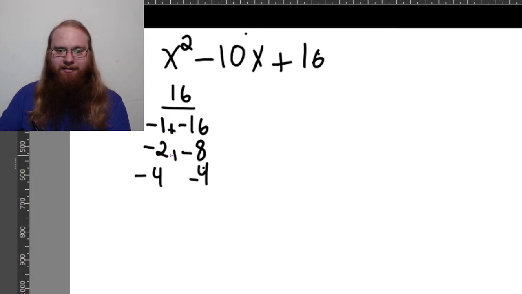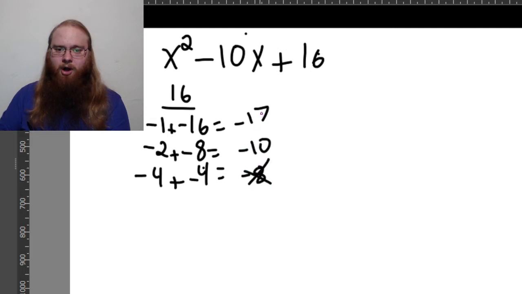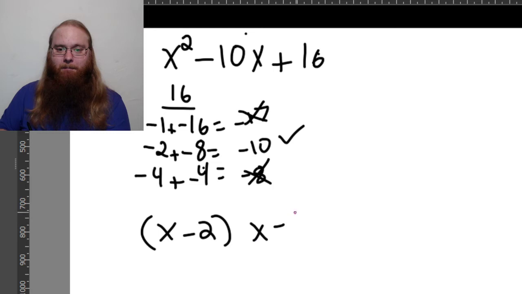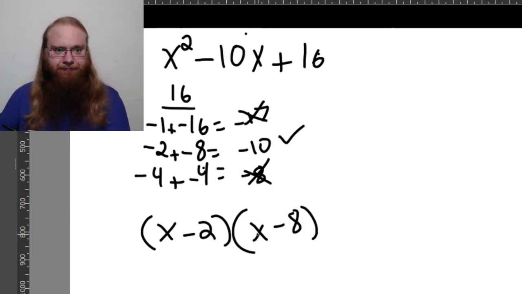Now we're going to add them together to get the middle number. So when we do this, we're going to get negative 17, negative 10, and negative 8. Of course, all we're caring about is the negative 10. Just like last time, we're going to get our answers to the problem by doing x minus 2, because it's a negative 2, and x minus 8, because it's a negative 8. And that's how you write your answers.